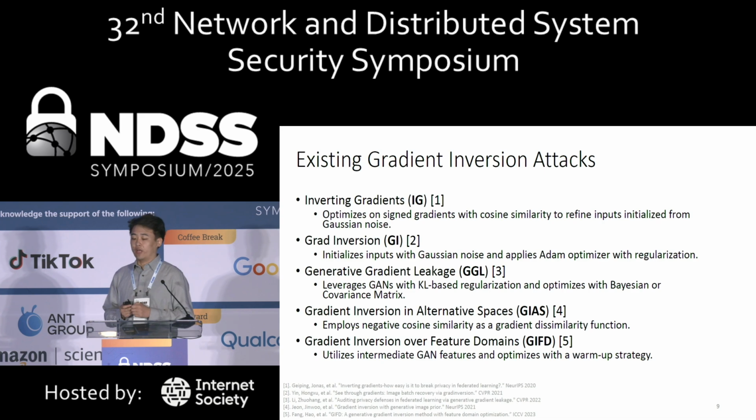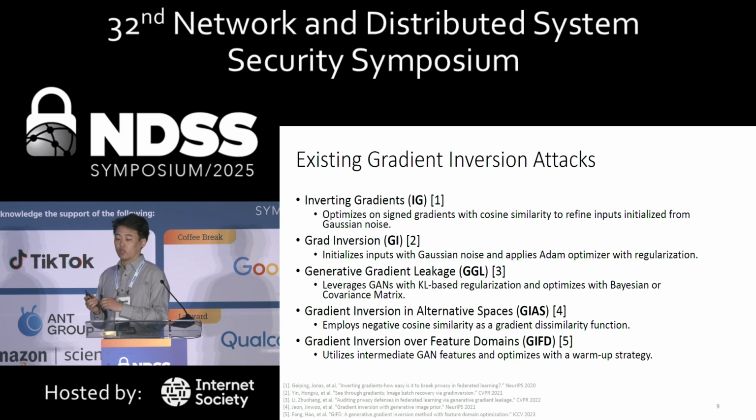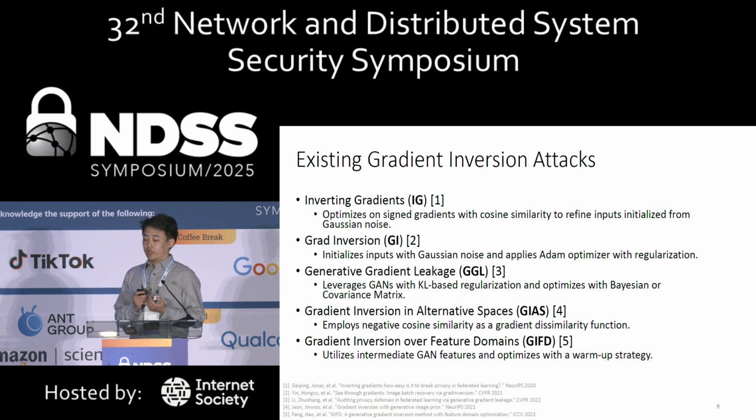For GGL, they leverage GANs with KL-based regularization, and they optimize with Bayesian or some covariance metrics. For GIS, they employ negative cosine similarity as the gradient dissimilarity function. And for gradient inversion over the feature domain, this is the most state-of-the-art work. They utilize intermediate GAN features and optimize with a warm-up strategy.